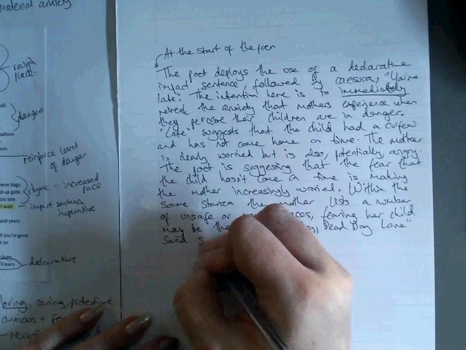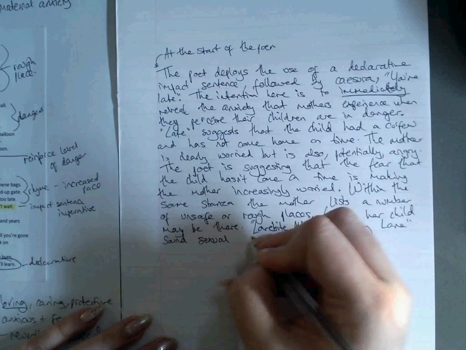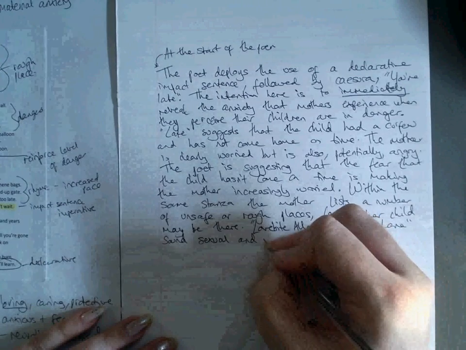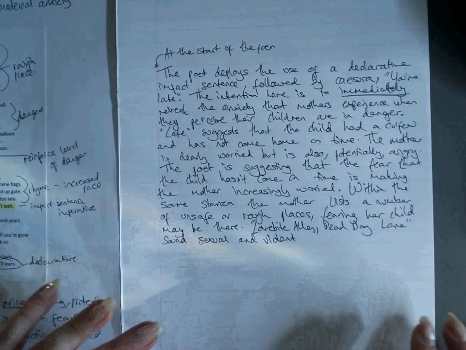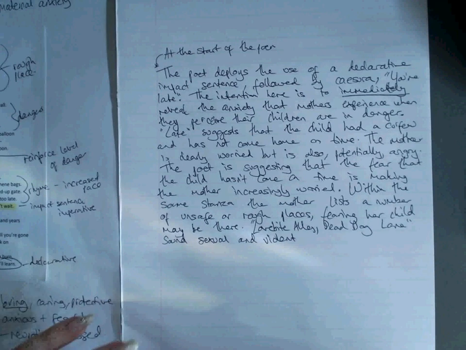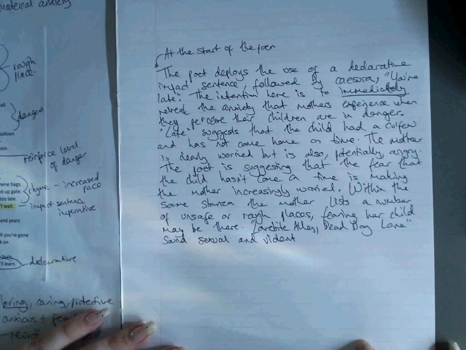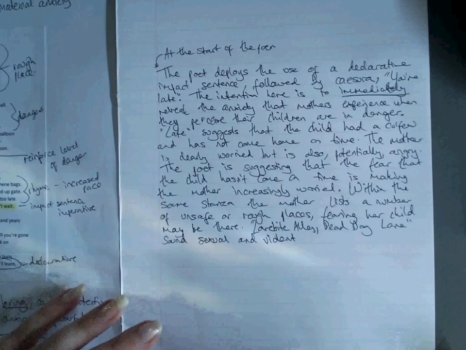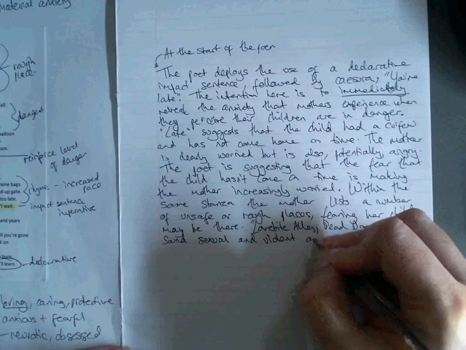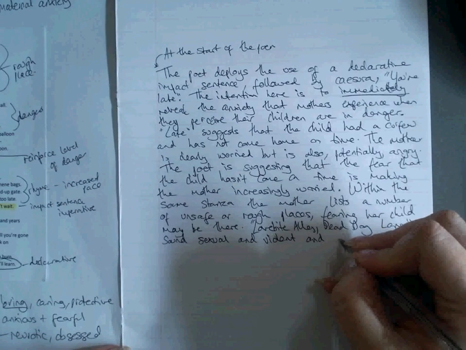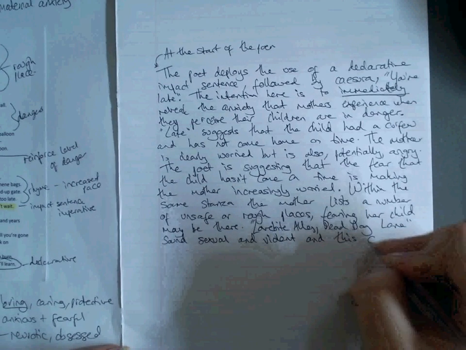They sound sexual and violent. And so the mum clearly doesn't want her child there, does she? So within the same stanza, the mother lists a number of unsafe or rough places, fearing her child may be there. Love Alley, Dead Dog Lane sounds sexual and violent. And this, what does this convey to us?